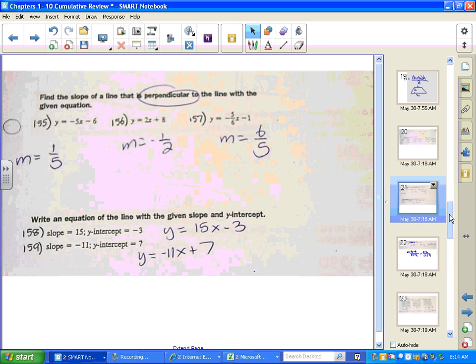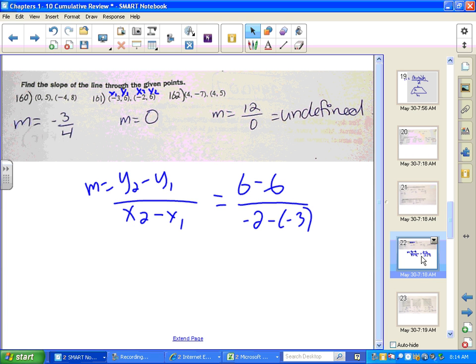Okay, next part. 160 is m equals negative 3/4. 161 is 0. 162 is undefined. If 0's in the denominator, it's impossible. You can't do it. So don't leave the slope as 12/0. You will lose points. Okay, if 0's in the bottom, you can't go walking for 12 miles in 0 amount of time. It's impossible. You can't make 12 homemade erasers in 0 amount of time. Charles made an eraser. That's what made me think of that. Okay, if 0's in the bottom, it's an undefined slope. Charles.